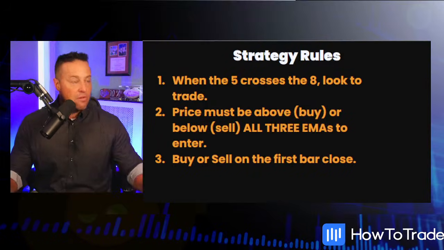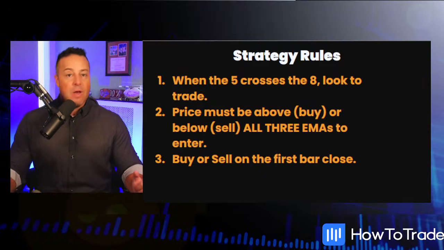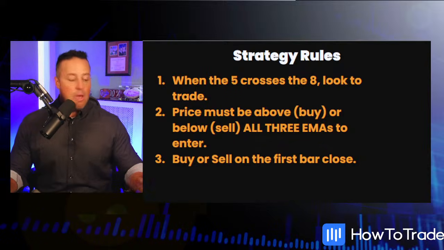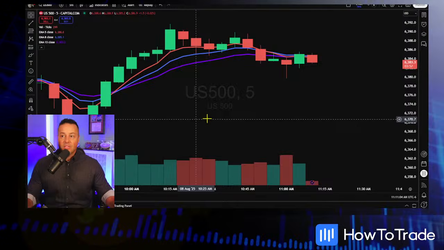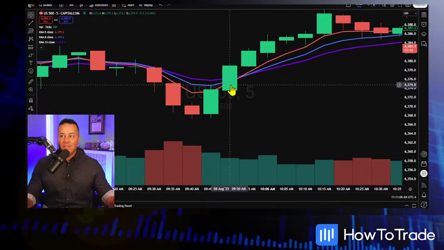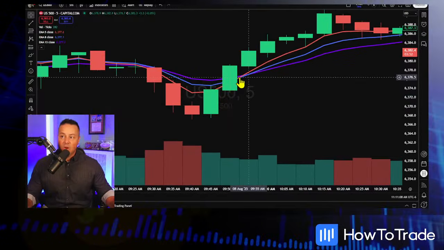Now let's go back and review our rules one more time, and then we're going to go hunting for some trades. All right, what are our rules? When the 5 crosses over the 8, we're going to look to trade. So right here, this is a great example. Let's just go ahead and highlight this right here. You can see that the 5 is our red EMA. It crosses up over our 8.